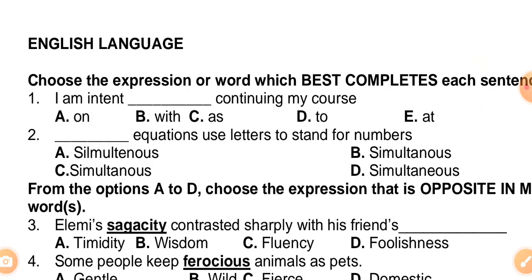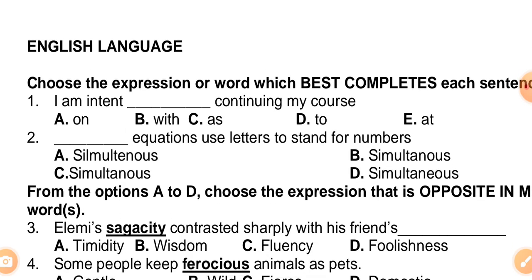Dash equations use letters to stand for numbers. This one requires a level of mathematics knowledge. A, simultaneous equation. Okay, this one is even about the spelling. B, simultaneous equation. C, simultaneous equation. D, simultaneous equation. You can see that each of them is simultaneous, but there is one that has the correct spelling, and that is option D.